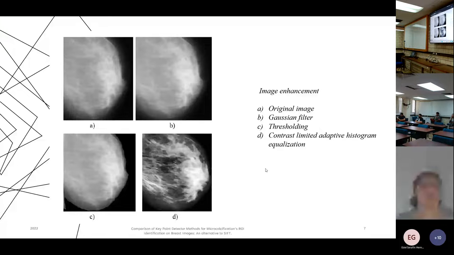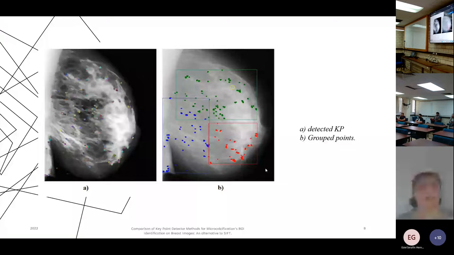Here is an example of how key points are identified on the image. Then we can make a k-means grouping algorithm and cut a section that we can now call a region of interest. We can see on this image that the area of interest, the area with microcalcifications, is inside the yellow circle, and we have a green region of interest that encloses that area, and that's the point of what we are searching for.